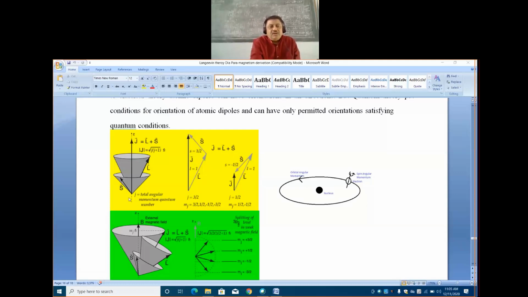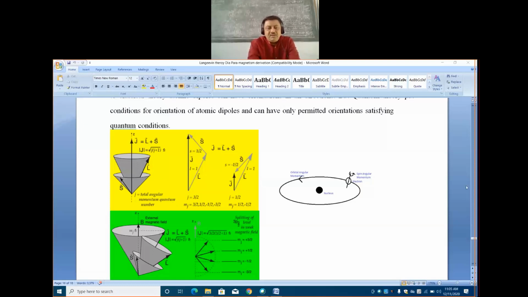The S vector is orbiting around the Z axis, so it will have orientations in all directions, and this is called precessional motion. So S vector and L vector are going around the J vector. The S vector is going around here, the L vector is here, L plus S together is the J vector, and J is the total angular momentum vector. J is equal to L plus S.